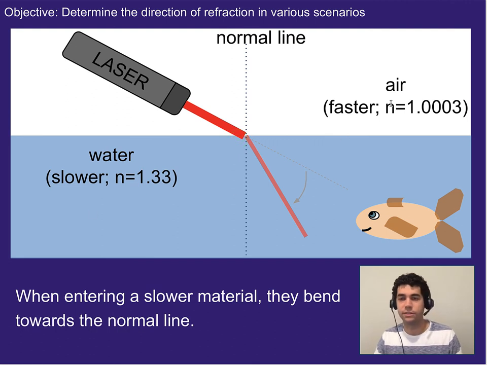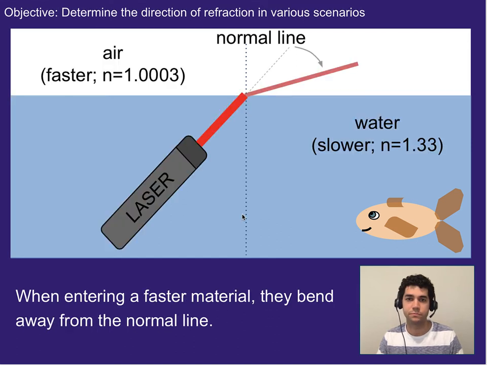All right, so the other way you can think about this is sometimes people just like to remember, rather than using wagon wheels, that anytime a wave enters a slower material, it will bend towards the normal line. Remember that the normal line is the line that is perpendicular to the surface that it's encountering. And then when entering a faster material, it's going to bend away from the normal line. So you think about a laser that went from underwater to above, it would actually bend the opposite direction.